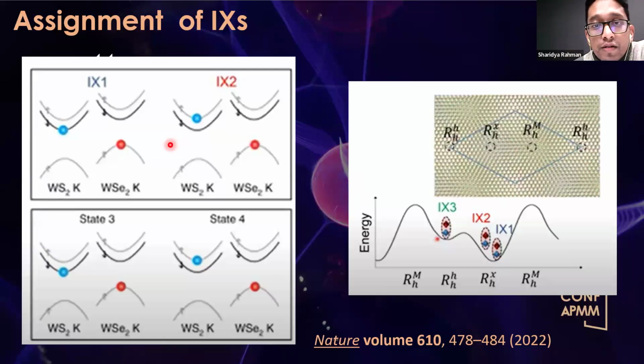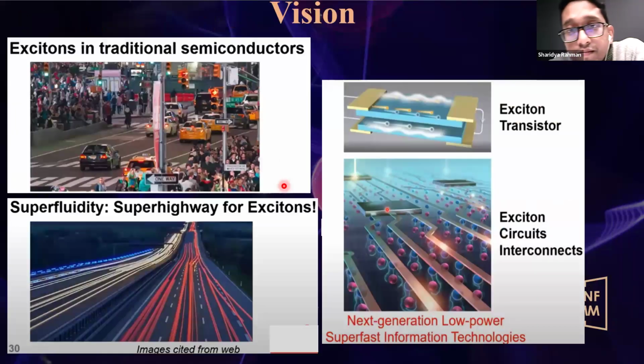But another reason was also assigned to the difference in the spin orbit coupling of the conduction band and the valence band, which resulted in the formation of IX at different energies. As we understand, these interlayer excitons are very interesting, and they have been investigated very heavily in the last few years. They are very important for the formation of superfluidic structures, or superfluidity.